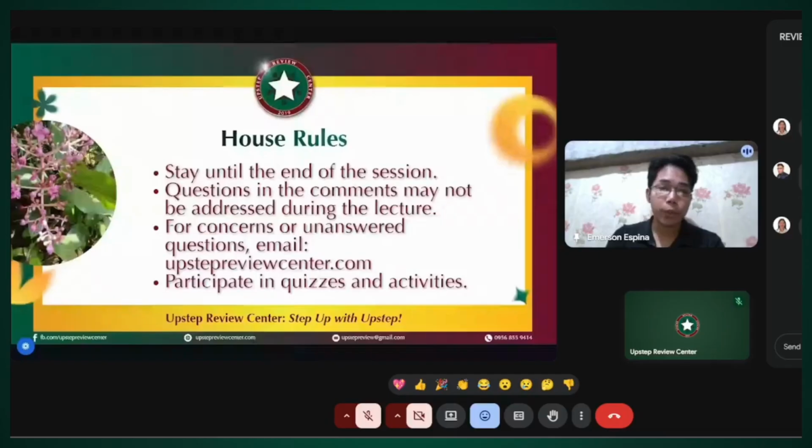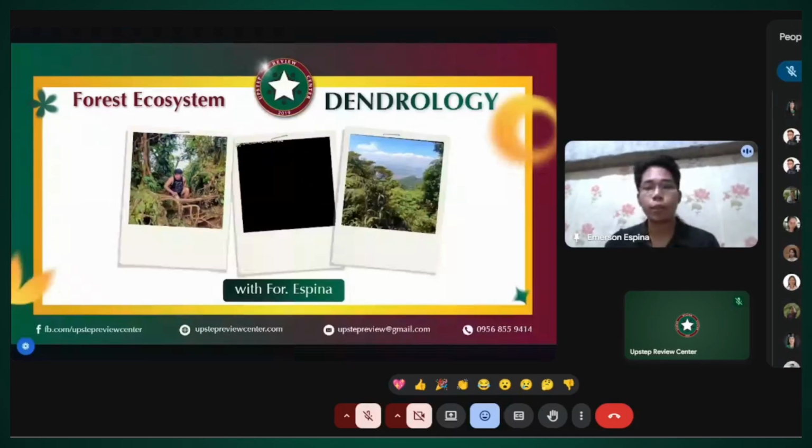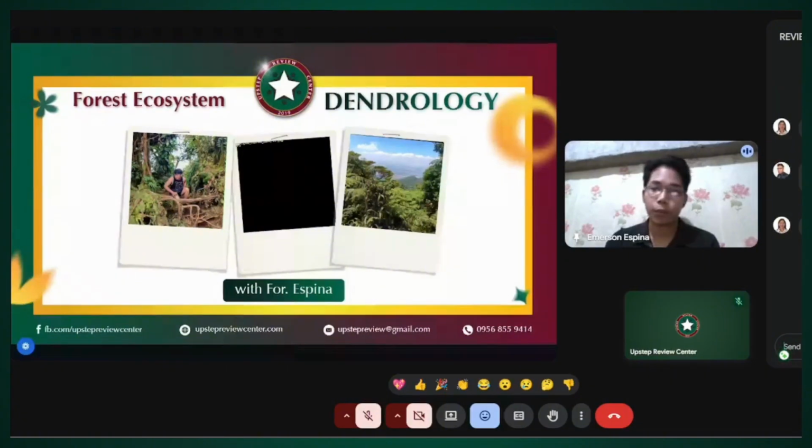Allow me to briefly introduce myself. I am Forrester Espina, and I've been teaching forestry review classes for 2 years now. This is my second time. I graduated at the University of the Philippines Los Baños. My goal here is simple, and that is to help all of us here, the newcomers and first-time examinees, to get the forester title as well, hopefully.